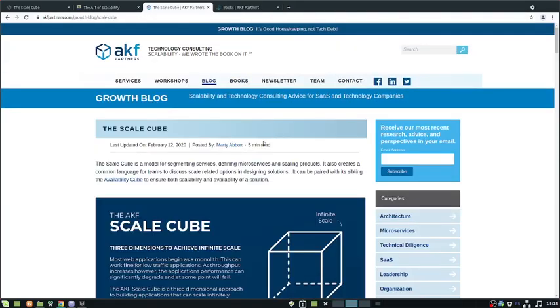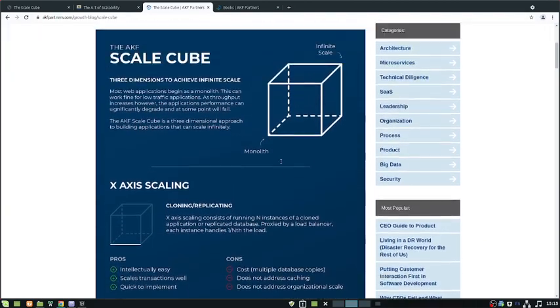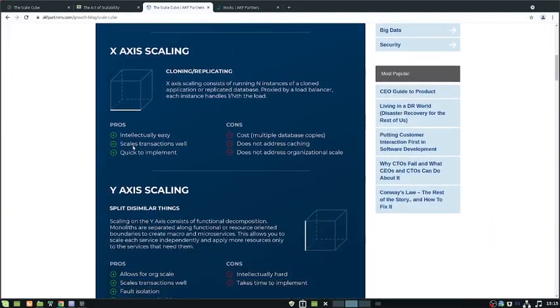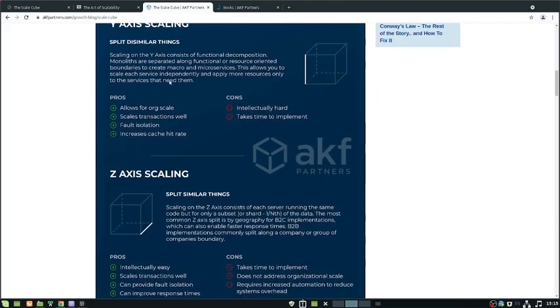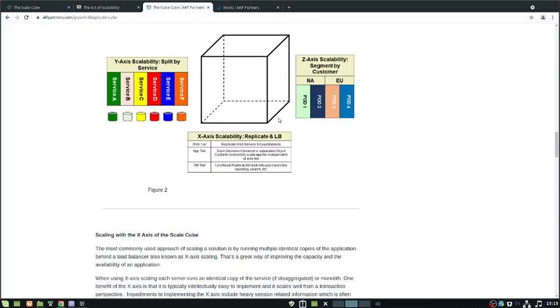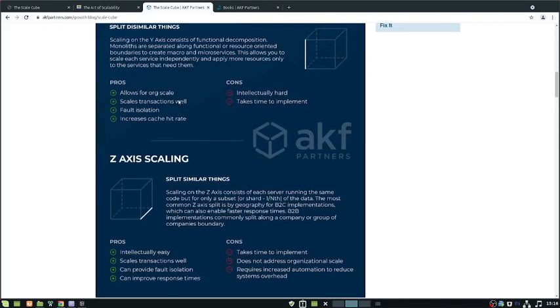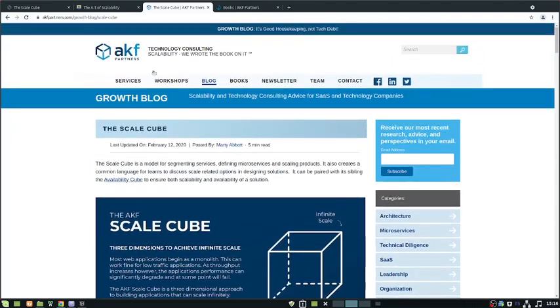architecture. And right here, they're talking about the scale cube a little bit more in detail. Not really much. It just basically goes into some pros and cons. And it's at akfpartners.com. You can search that. And there are more additional diagrams there. But basically, if you just search scale cube or microservices scale cube in Google, you should be able to find this site and others.